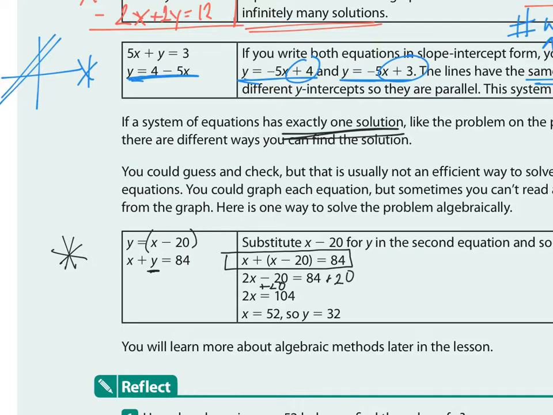2x equals 104. We figured out x is equal to 52. Once we know that, we can figure out y, right? Remember, y is x minus 20. So we figured out x was 52, so everywhere I see an x, plug in a 52, and yes, we get y is equal to 32. So that's how they came up with 32, in case you were curious.